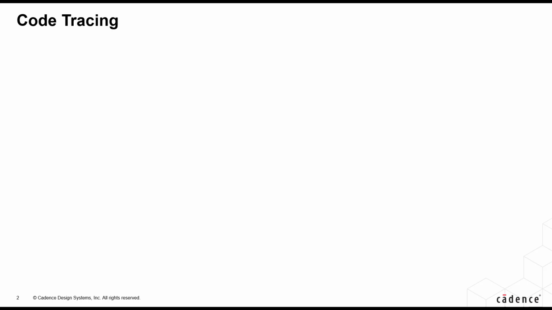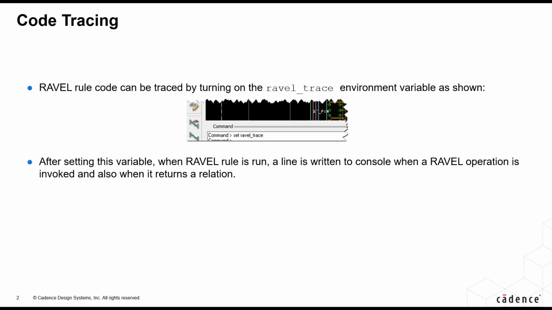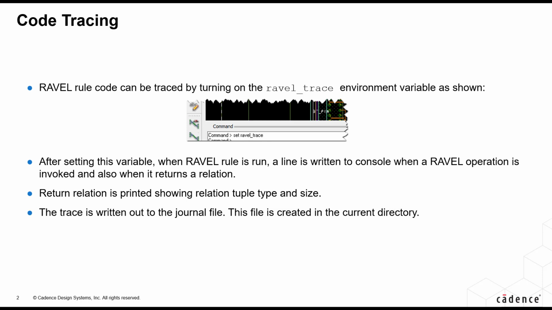One option we have for debugging our rule is RAVEL code tracing. A RAVEL rule could be traced by turning on the RAVEL_trace environment variable from the PCB editor command window. After setting this variable, whenever a RAVEL rule is run, a line is written to the console. When a RAVEL operation is invoked, and also when it returns a relation, the returned relation is printed showing the relation tuple type and size.